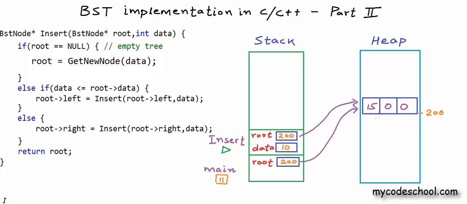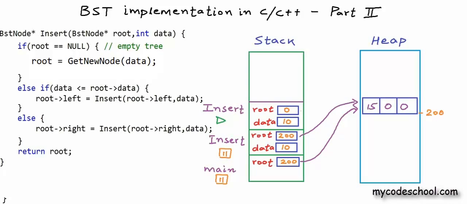We will access the data field of this node at address 200 using this pointer named root in insert function, and we will compare it with this value 10. 10 is lesser than 15, so we will go to this line, and now we are making a recursive call here. Recursion is a function calling itself, and a function calling itself is not any different from a function A calling another function B.